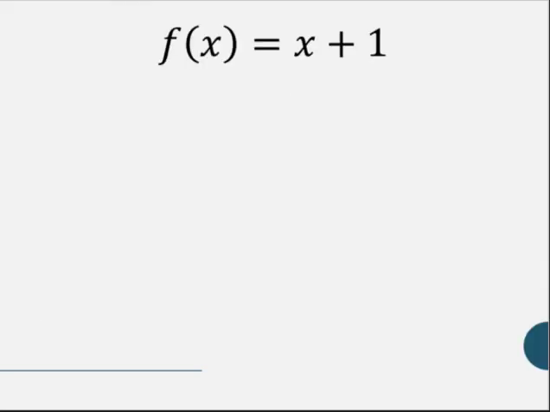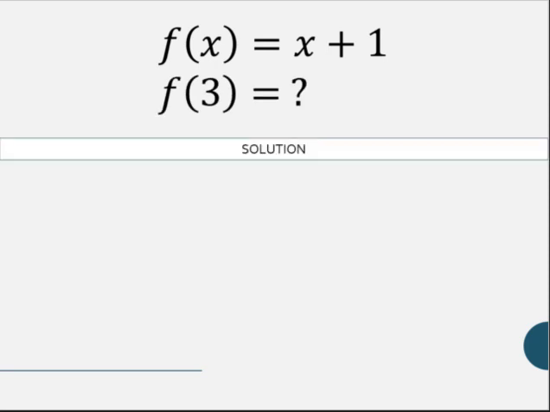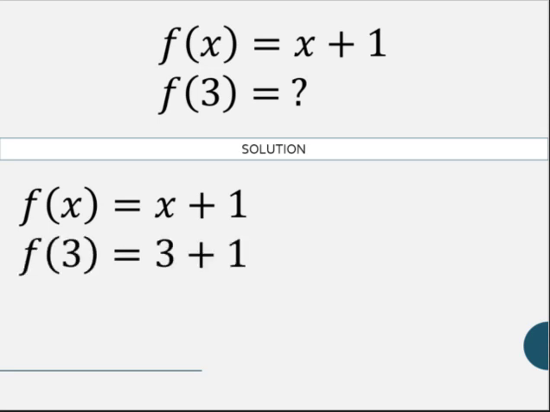Consider this following example. f of x equals x plus 1. What if we are asked to find f of 3? So here's how to solve the problem. First is copy the equation. Then, for every x in the equation, we are going to substitute 3. So f of 3 equals 3 plus 1. So f of 3 equals 4, because 3 plus 1 equals 4.